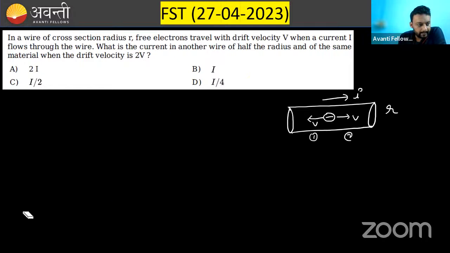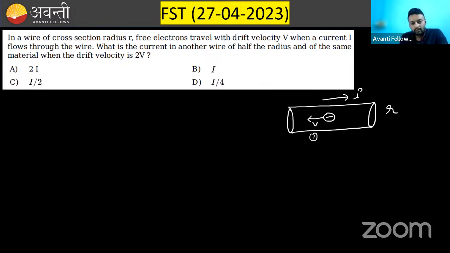Okay, now I will explain. Veena is saying first representation is correct. Very good, Veena. Why first is correct? Because current is opposite to the movement of electrons. So if electrons are moving towards left, then current will be towards right. That's very good. However, it is not required in the question.